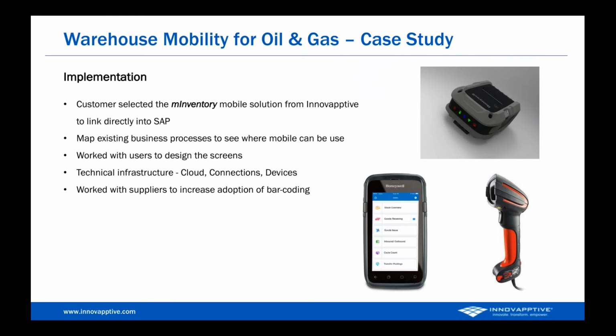The customer selected the RM inventory mobile solution. They were using SAP as their ERP system, so we had to link directly into their back-end SAP system. We typically start the project by mapping out all the existing processes, and we're looking to see where mobile can add value. We get into a lot of detail, so we're actually designing all of the screens. We sit with the users, and it's very much about keeping things as simple as possible, minimizing the number of clicks, making the process as efficient and as fast as possible.